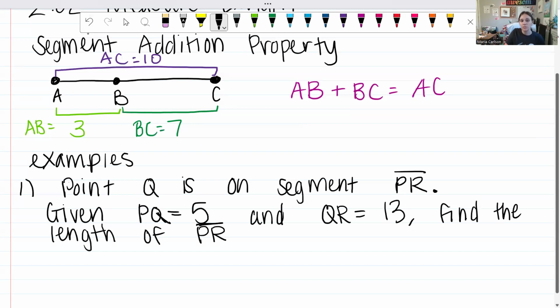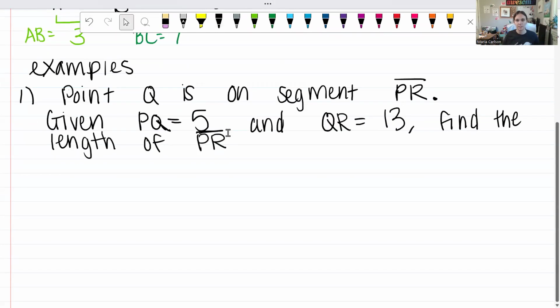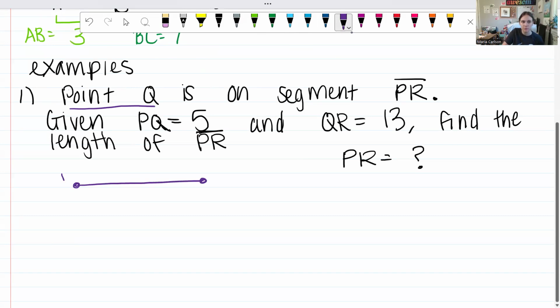So we know the distance PQ is 5 and the distance of QR is 13, and we want to find the entire segment. Essentially, I want to know PR is equal to what? What's the distance of PR? I don't know how you could do this without drawing a picture. I really don't. I always think that's the best way to go here. We know that point Q is on a segment PR. So let's start by drawing a segment PR. So here's P and here's R, and I'm gonna place point Q on there somewhere.